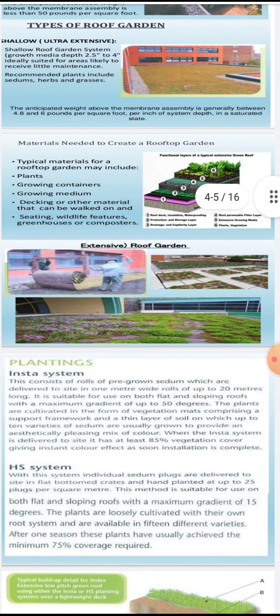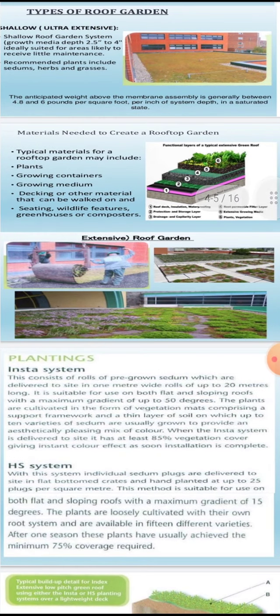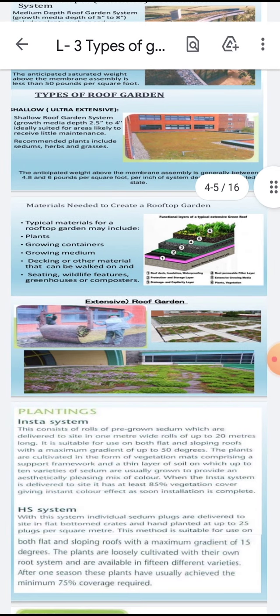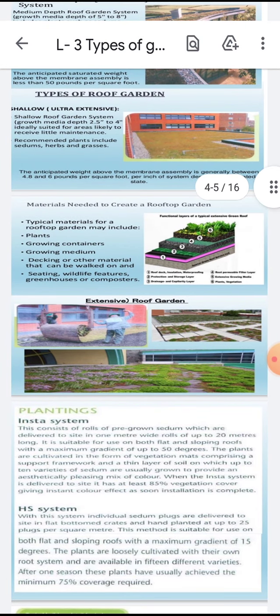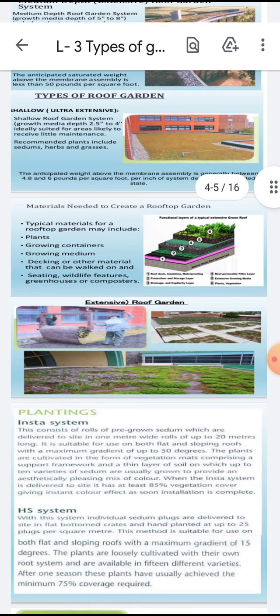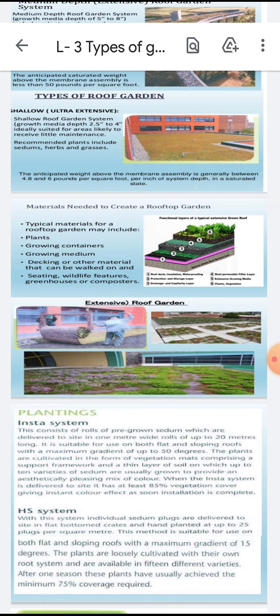They show the different materials needed for this, and in the types of garden, shallow and deep, these are the two systems. Shallow means up to 2 feet depth of soil, and deep up to 2 to 4 feet, right? So the materials needed for the rooftop are generally growing containers, growing medium, and other materials. So what are growing containers?